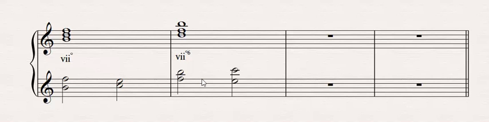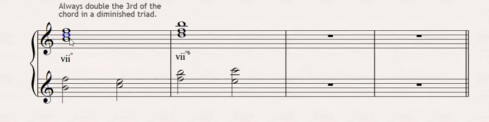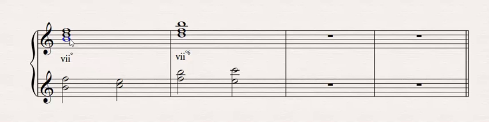Because there are two tendency tones, it's important to think about doubling very, very carefully when you're dealing with diminished chords. The only safe note to double is the third of the chord, that D, because if you doubled the B, then you'd have two B's that want to go up to C's. In the same way, if you doubled the F, you'd have two F's that want to come down to E. So double the third of the chord in a diminished triad.